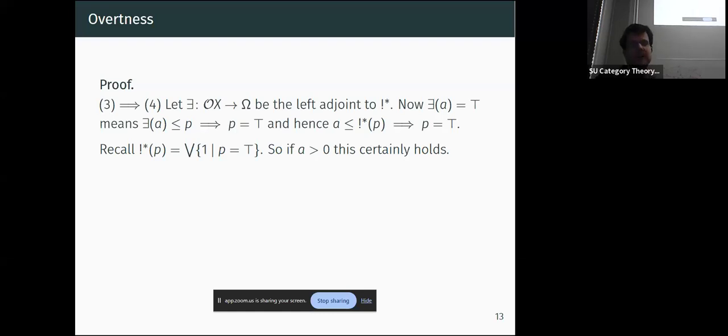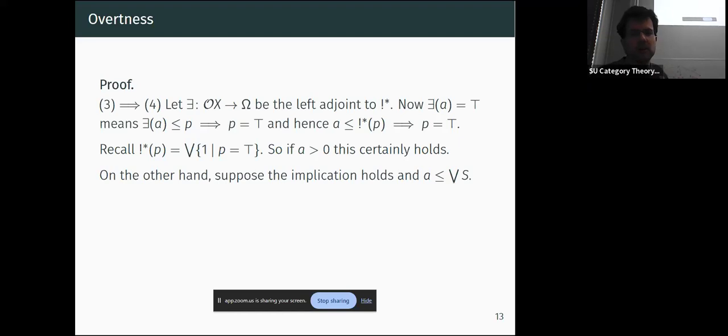And what we want to show is that actually this exists A is the truth value of A being positive. That's what we're going to prove. So suppose that we have this implication holding. So we're assuming that exists A is true. So we have that whenever A is less than or equal to shriek star of P, P is true. And we want to show that A is positive.